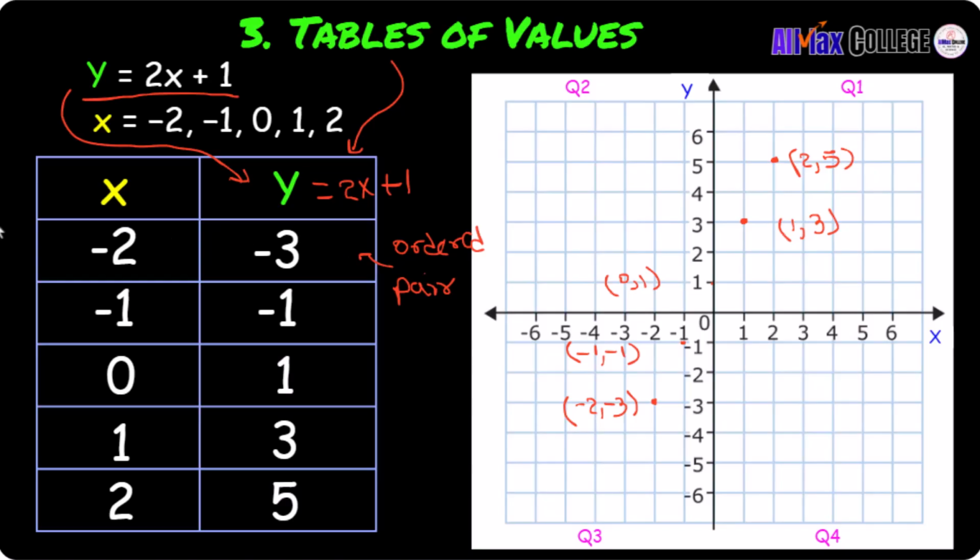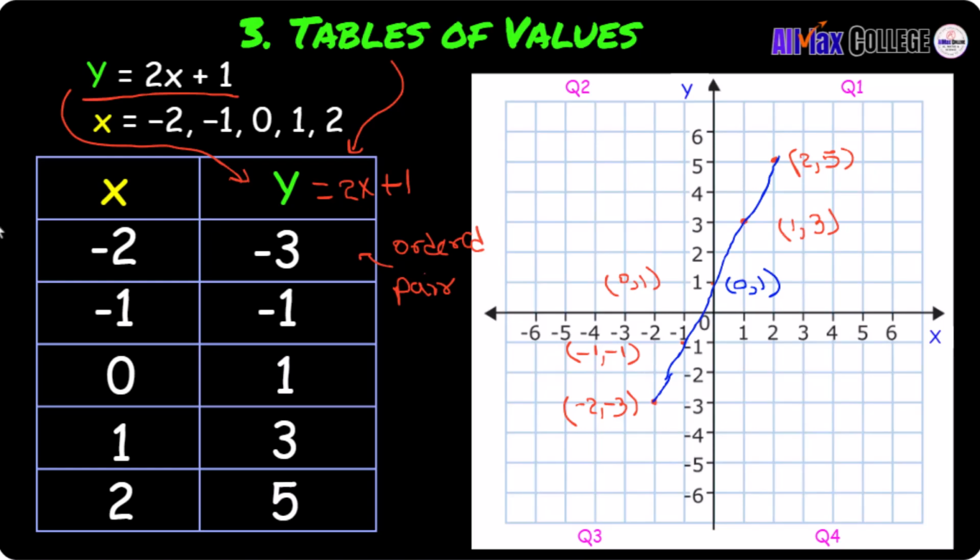Now I'm going to connect this one and this one. Here we have 0, 1, right? So this is a straight line.